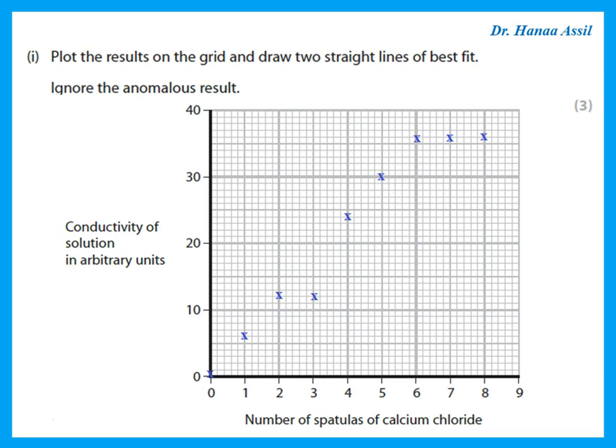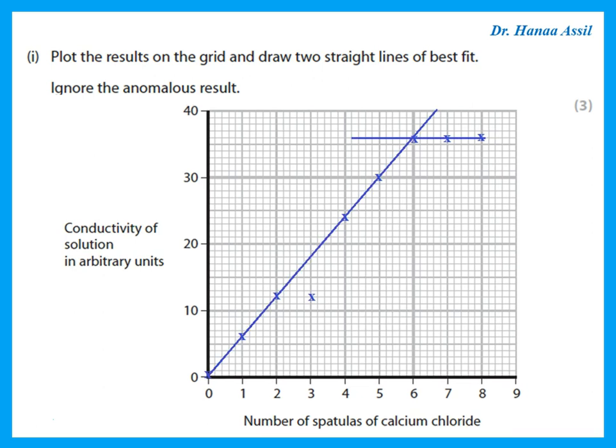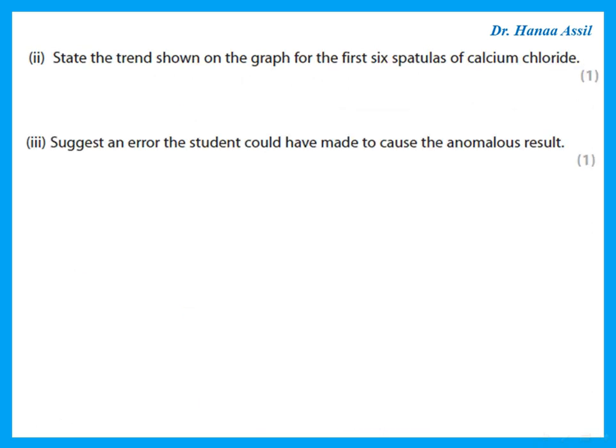He's saying draw 2 straight lines of best fit. And we're going to ignore any anomalous results. So obviously that one that's away from the line is an anomalous result at number of spatulas 3. We join 2 straight lines, so they have to cross each other, and this would be our graph.